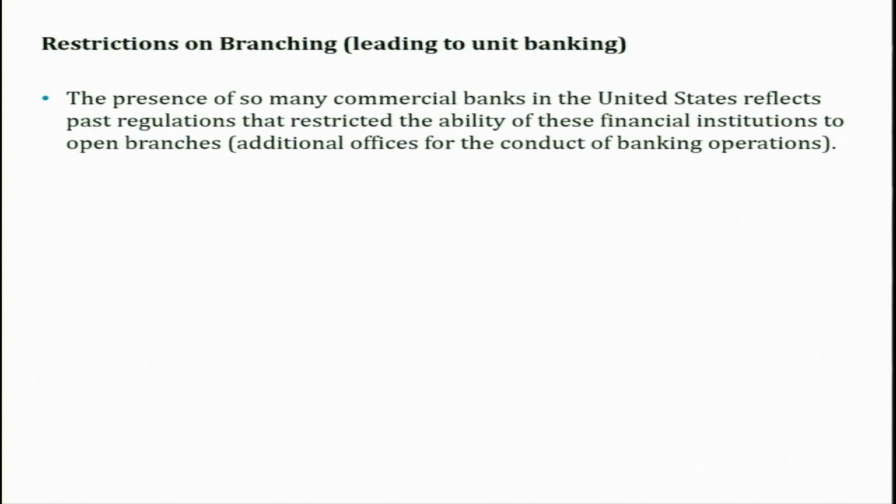But in contrast to this, another banking structure is called unit banking. In the case of unit banking, banks are not allowed to open branches in other places. So it's called unit banking. Normally we make a classification of branch banking and unit banking. In the US, there are restrictions on branching. They are not allowed to open branches across the country. But that actually led to the presence of so many commercial banks in the United States.